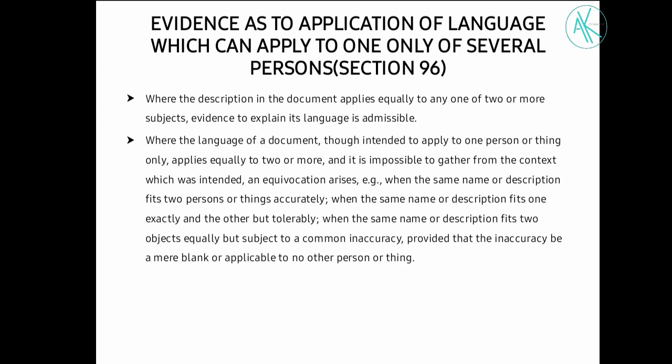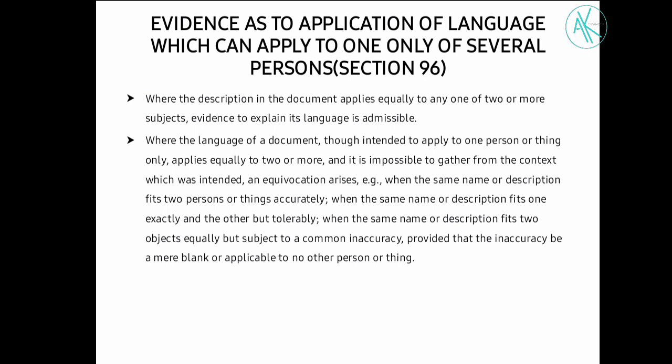Where the description in the document applies equally to any one of two or more subjects, evidence to explain its language is admissible. Where the language of a document, though intended to apply to one person or thing only, applies equally to two or more, and it is impossible to gather from the context which was intended, an equivocation arises.